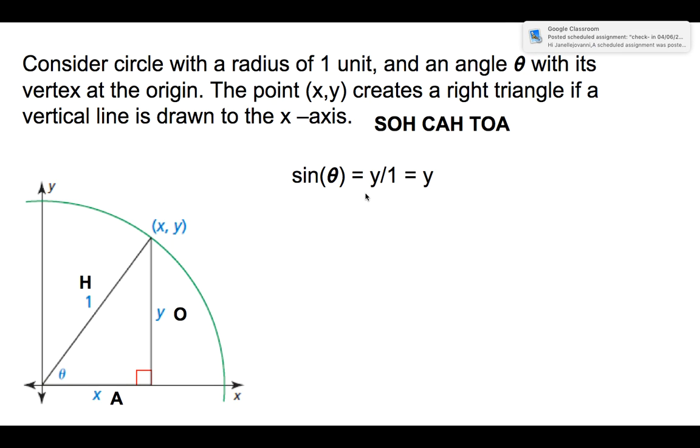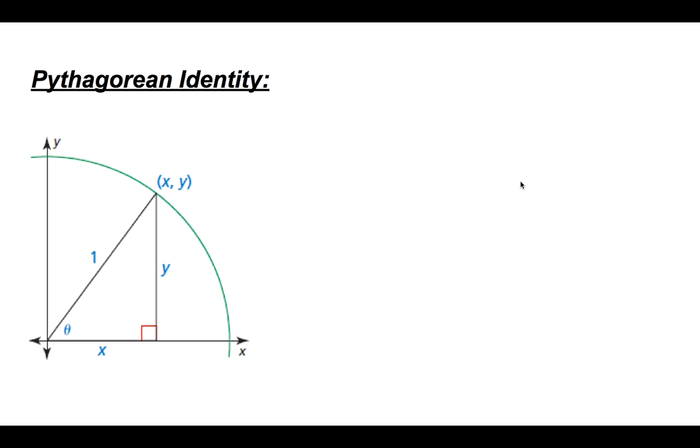And if I was solving for my x, notice x is my adjacent side, so I'd be using cosine. So cosine of theta is equal to my adjacent, x, over my hypotenuse, 1. x divided by 1 is just x. So cosine theta is just x, and sine of theta is just y. This is important for the Pythagorean identity.